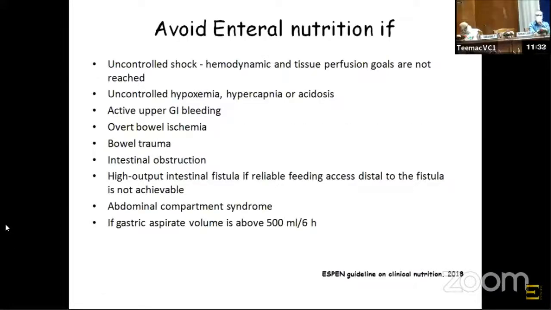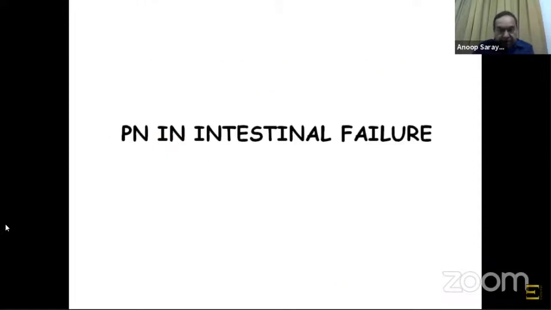Severe acute pancreatitis. Yes, you're right. So when we have to avoid enteral nutrition: if there is uncontrolled shock, where hemodynamic and tissue perfusion goals are not met, uncontrolled hypoxemia, hypercapnia or acidosis, active upper GI bleed, this is also relative at times, overt bowel ischemia, bowel trauma, intestinal obstruction, high output intestinal fistula, if reliable feeding access distal to the fistula is not achievable, abdominal compartment syndrome, and if gastric aspirate volume is above 500 ml in 6 hours.